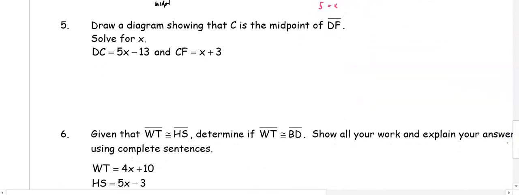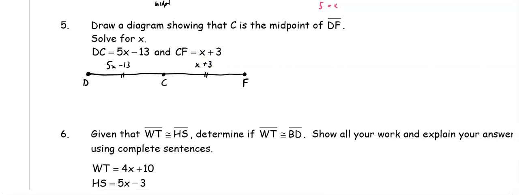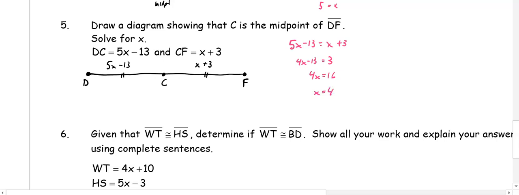In number 5, draw a diagram that shows C is the midpoint of DF. Solve for x. So again, we have our segment with D and F. C is the midpoint, so it's halfway between each endpoint. We know that DC is 5x minus 13, and CF is x plus 3. This time, we're given the 2 halves of our segment. So if they are both halves of the segment, they are automatically equal. So 5x minus 13 is equal to x plus 3. So we get 4x minus 13 equals 3. We can add 13 to both sides. 4x equals 16. We divide, x is 4.